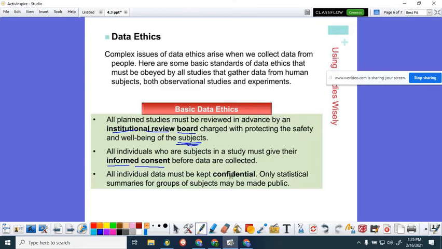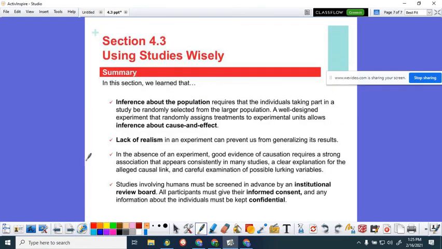And then all your data, this is called HIPAA rules, right? All your data must be kept confidential. The only thing that is ever released is a number, like your number, like I used 132. And number 132 exhibited these symptoms and had this conclusion. Names are never posted or anything like that. Okay, so that pretty much wraps up the chapter.